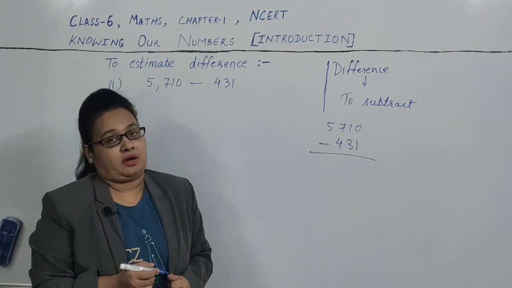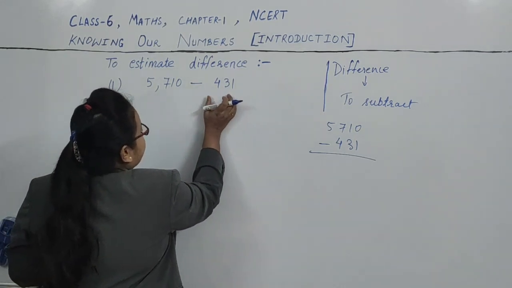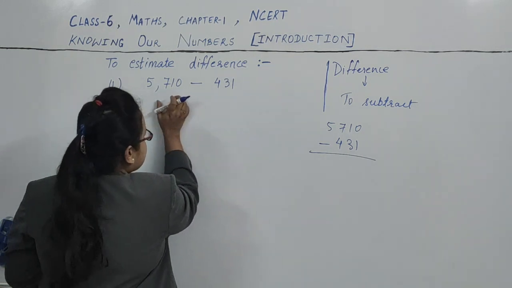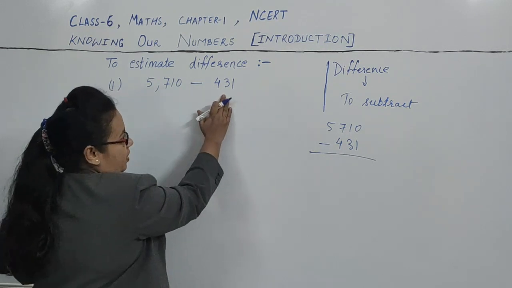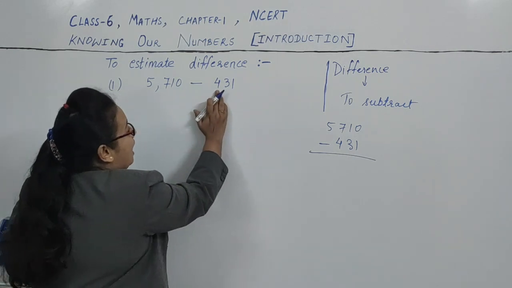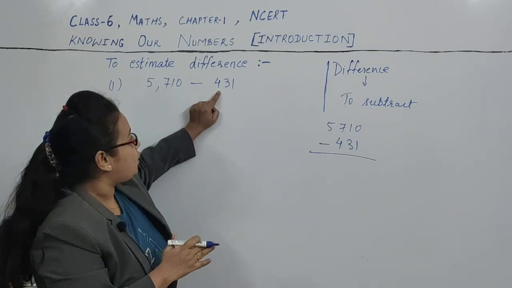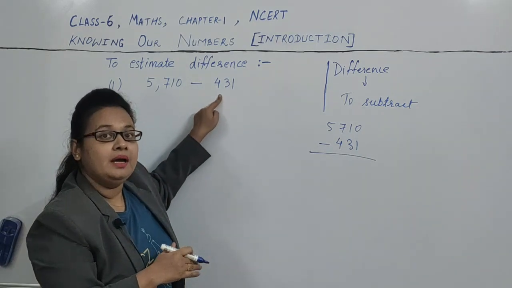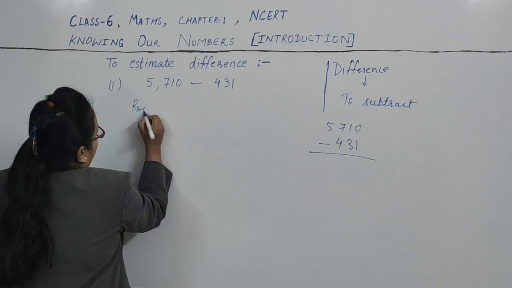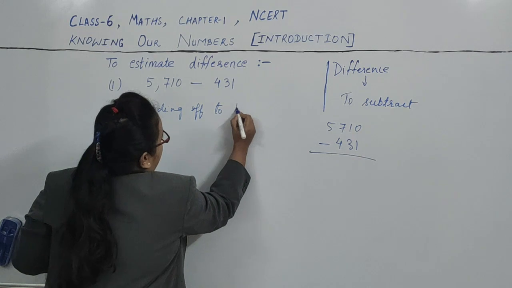But to which place will we round it off? To know this, we will find the smaller number. Which one is the smaller number among these two? This is the smaller number. The smaller number has ones, tens and hundreds. So hundreds is the greatest place for this smaller number, right? So we will round off these two numbers to the nearest hundreds. Okay, so let us do this. Rounding off to hundreds.